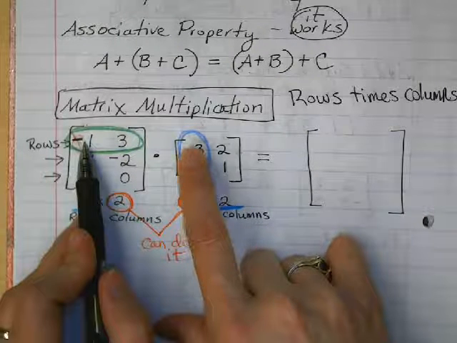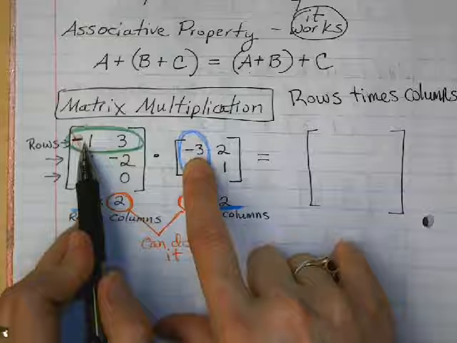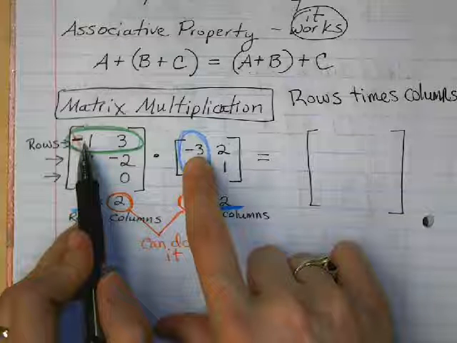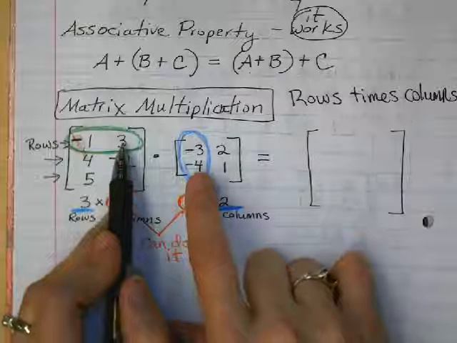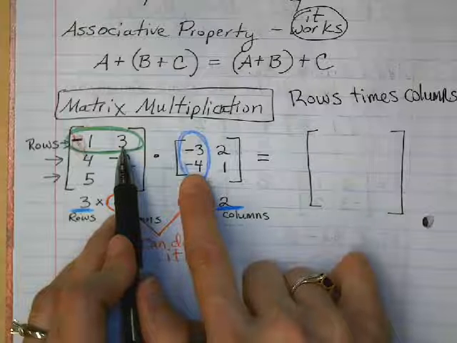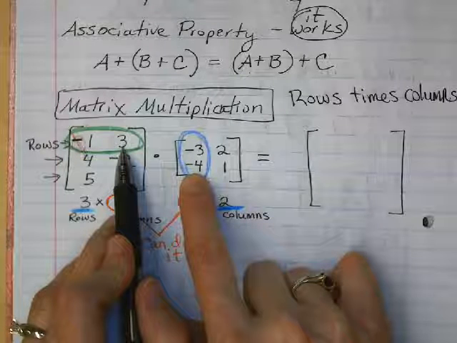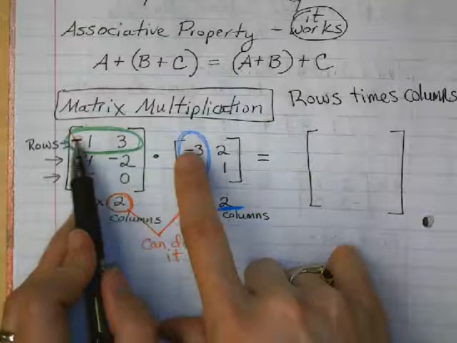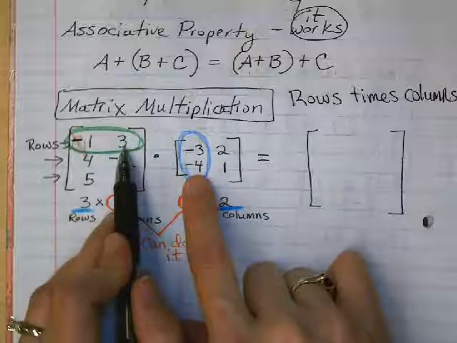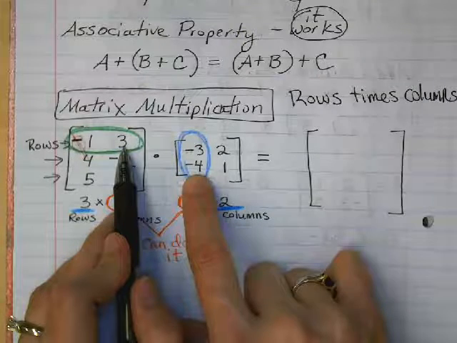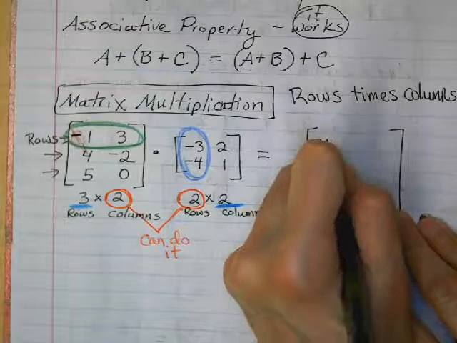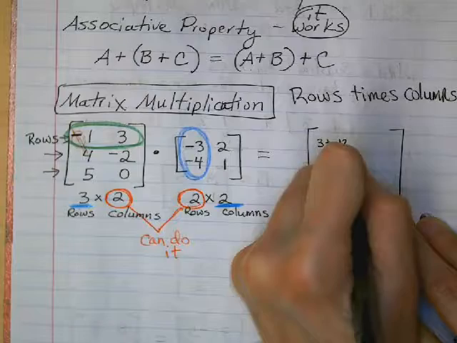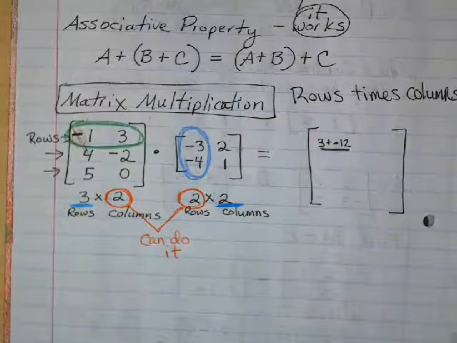What's -1 times -3? That's 3, right? And then if I times this, I get -12. So it'll be 3 plus -12. I'll write it here. It'll be 3 plus -12, and then I'll have to add that up and I can put the final answer.